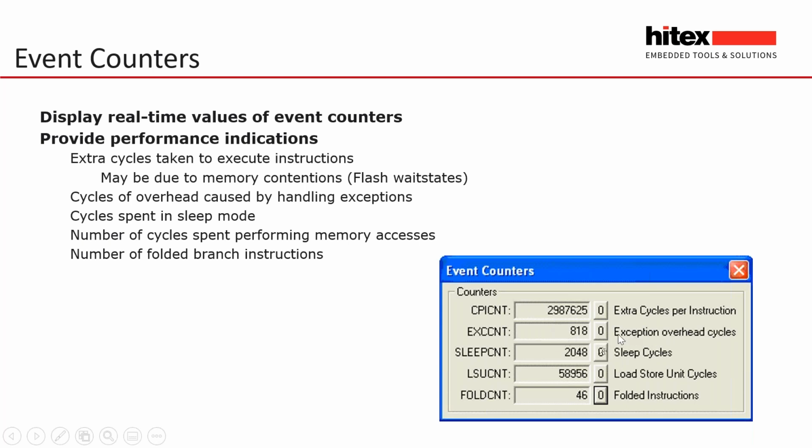The same here for exception overhead cycles. So if there's a delay getting into an interrupt, we can see any overhead that we're suffering. Again, sleep cycles, load and store count cycles, and this one, folded instructions, is a bit of voodoo. It's where an instruction went through the pipeline and effectively took 0 cycles.